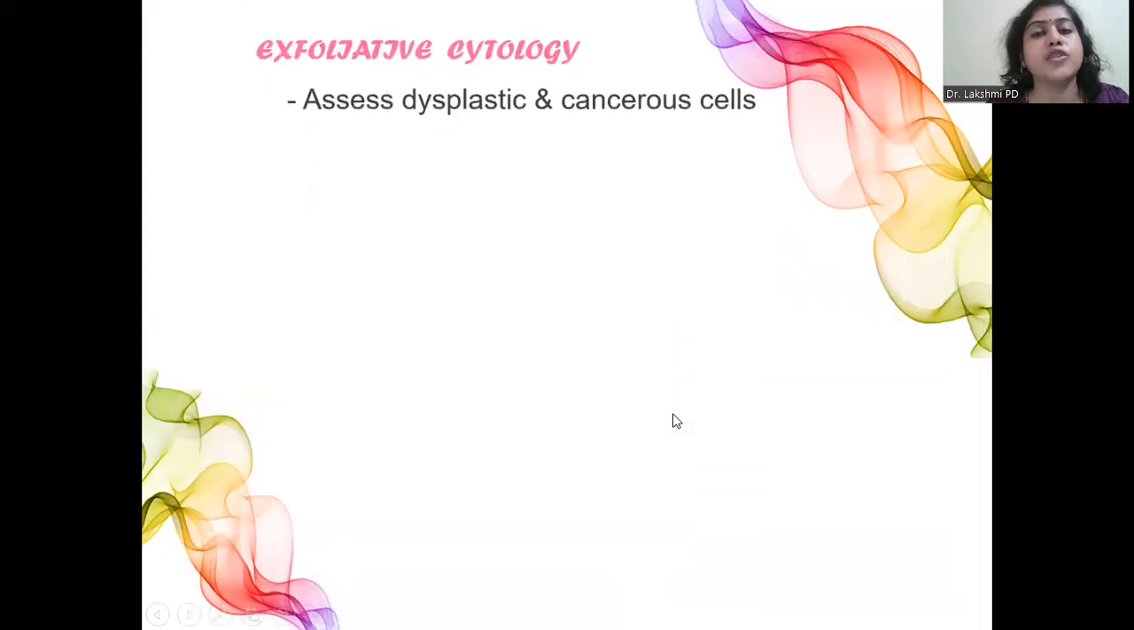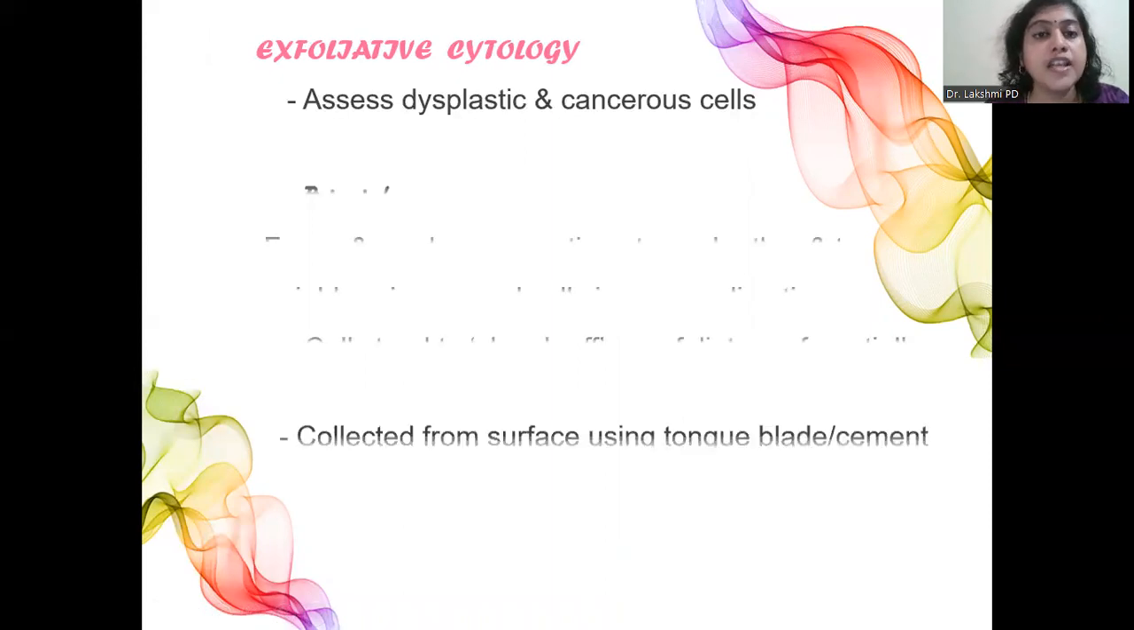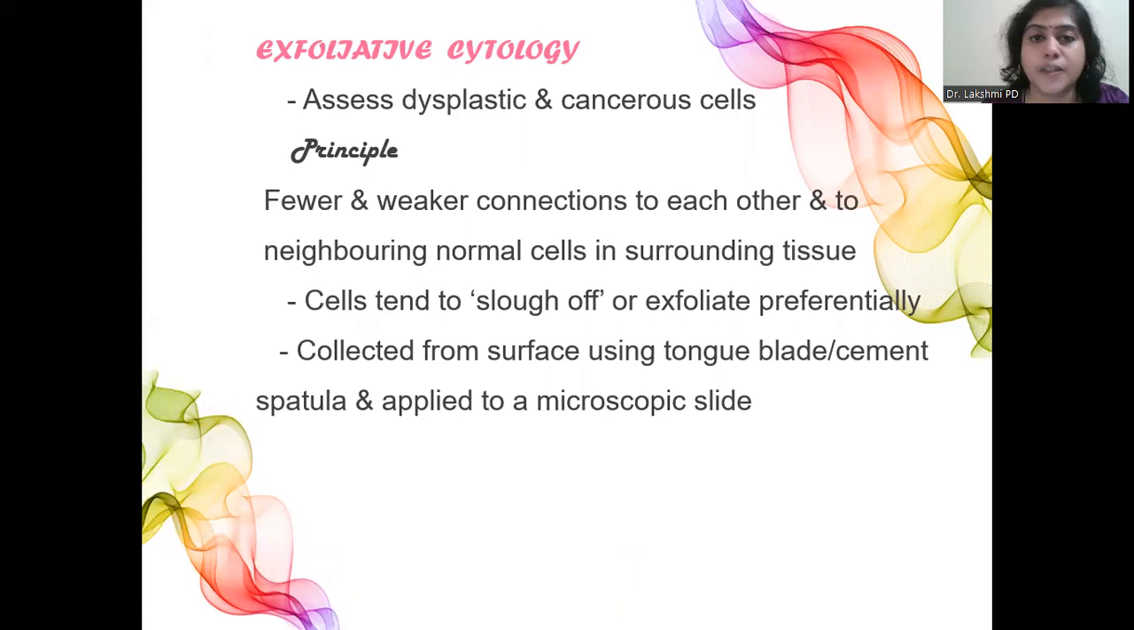Now, the next thing that you can also do is exfoliative cytology. Again, it's painless and it's bloodless. It helps in assessing any dysplastic or cancerous cells. The principle behind this is that dysplastic or cancerous cells have very weak connections among each other as well as to the surrounding tissue. So these cells easily tend to slough off on just slight provocation.